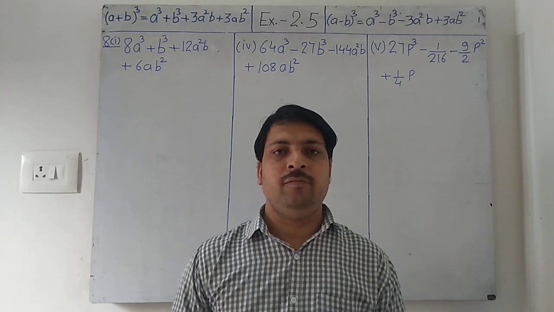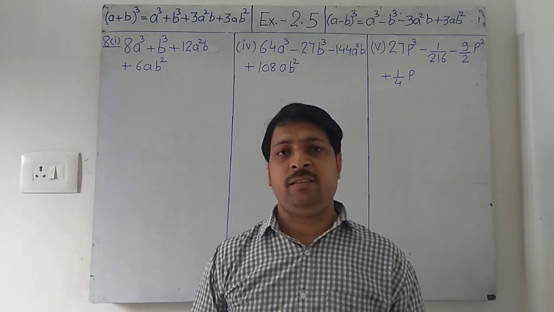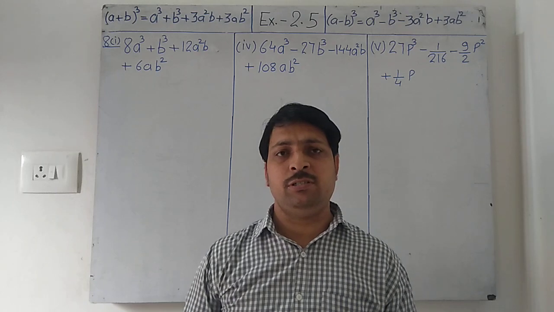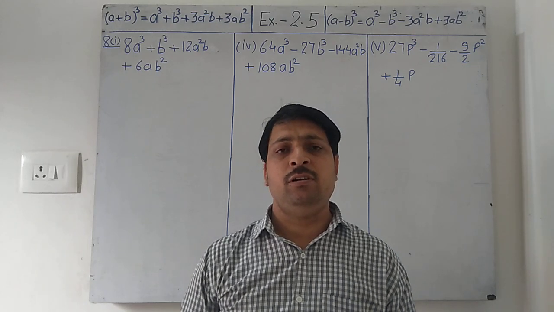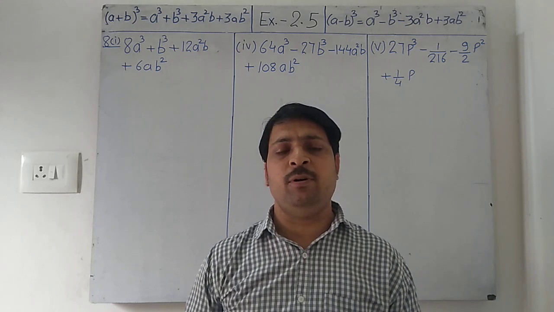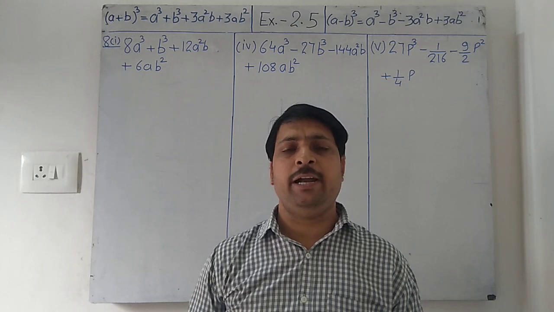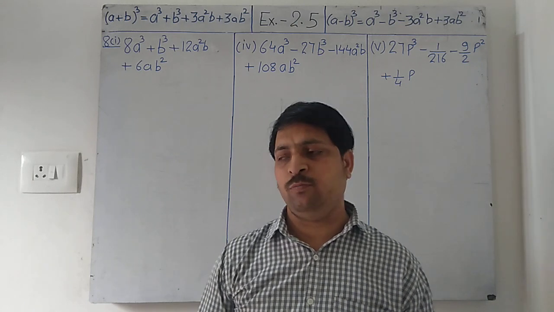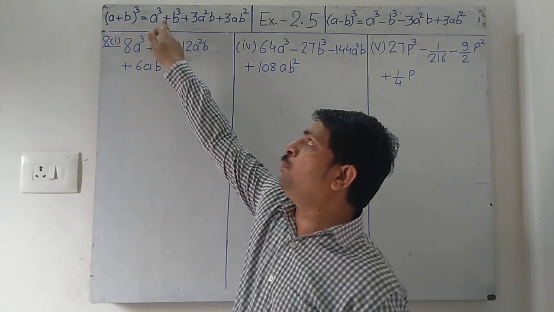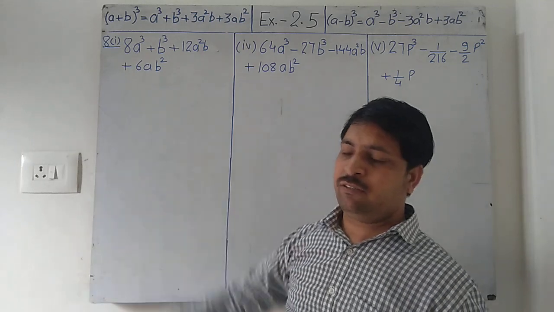Today we are doing exercise 2.5, class 9, and we will do some questions based on algebraic identities. We have already studied the identities for (a plus b) whole cube and (a minus b) whole cube. So what are the identities? (a plus b) whole cube is a cube plus b cube plus 3a square b plus 3ab square.